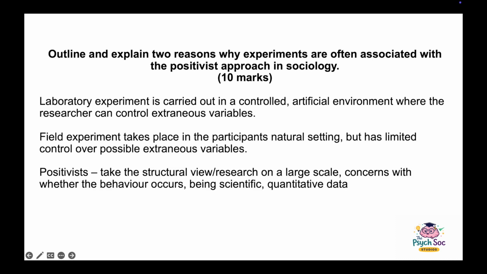This question requires you to know the different types of experiments, including a laboratory experiment conducted in a controlled, artificial setting and a field experiment carried out in the participant's natural environment. You'll also need to know the preferences of a positivist.